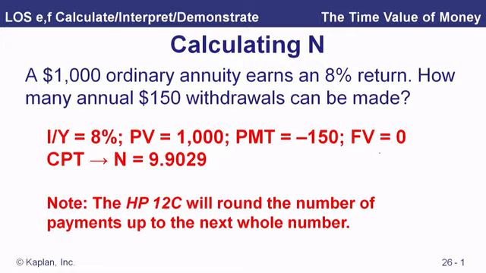So our present value is our deposit here of $1,000. The payment's minus $150. Our interest rate is 8%. And our future value is 0. Once we get that last $150 payment, that's it. No more. So we can calculate N here, 9.9029. So just about 10 periods.